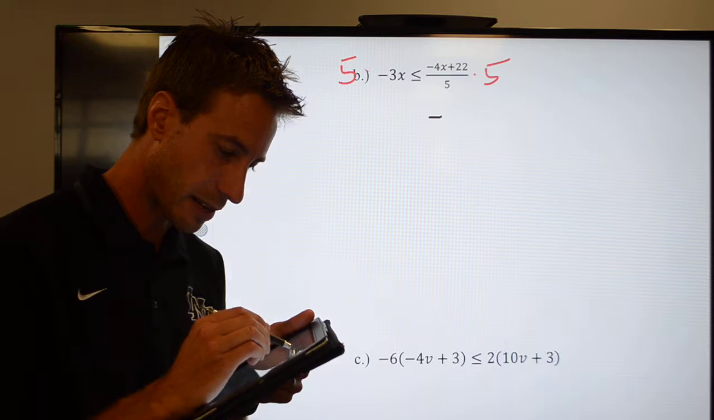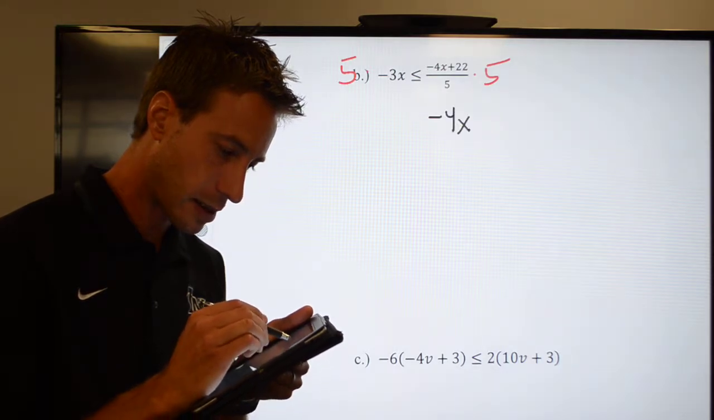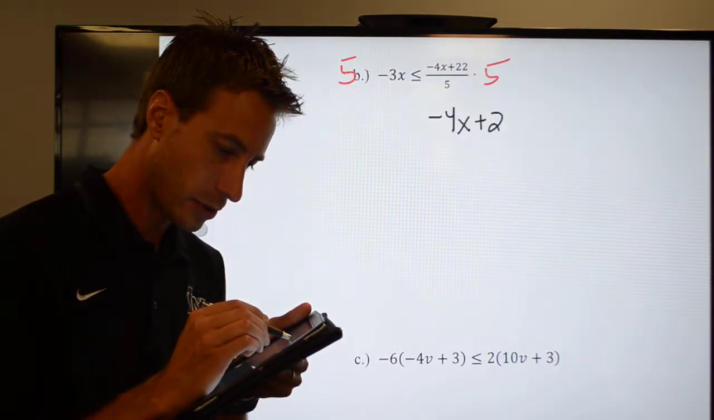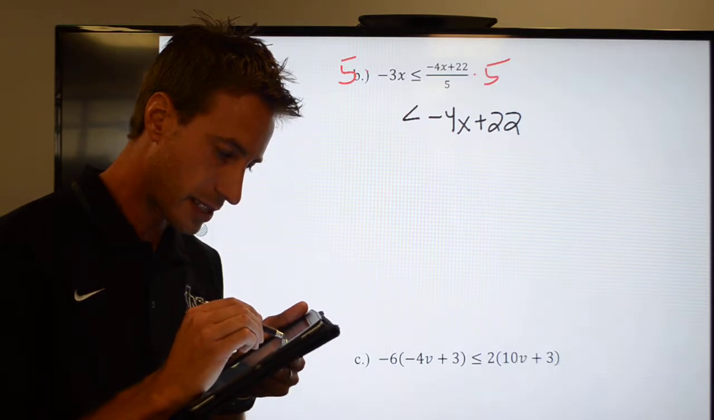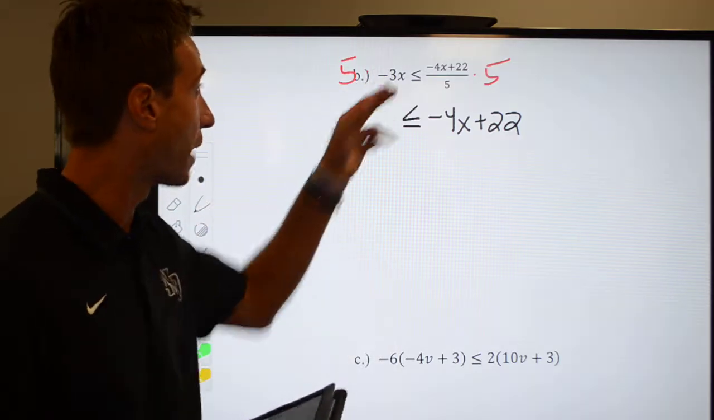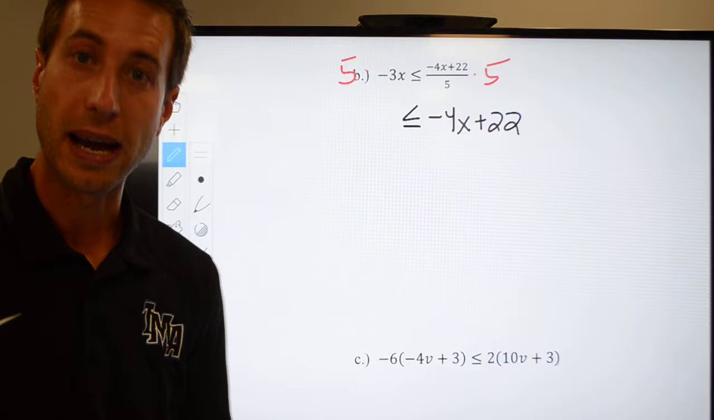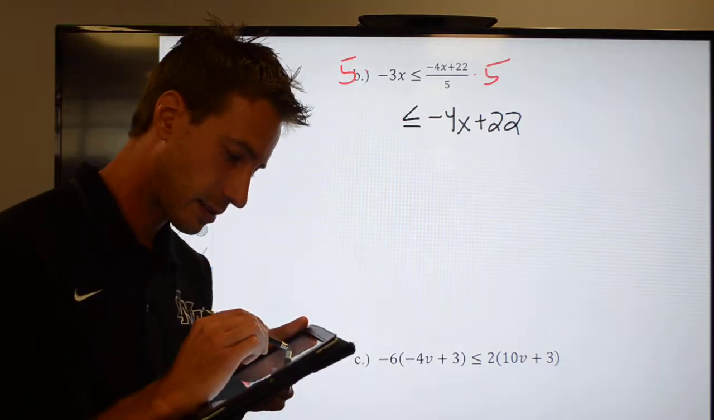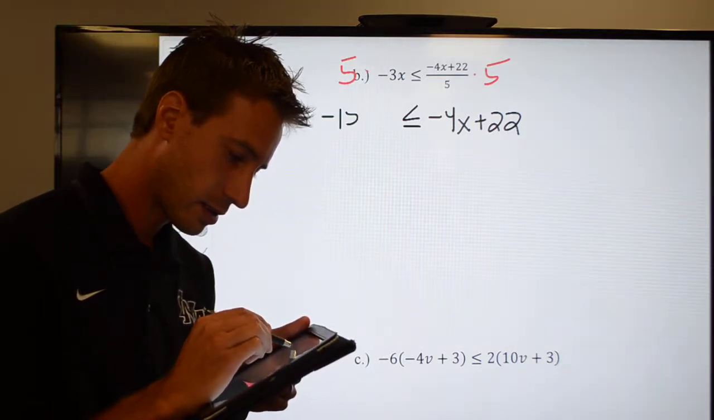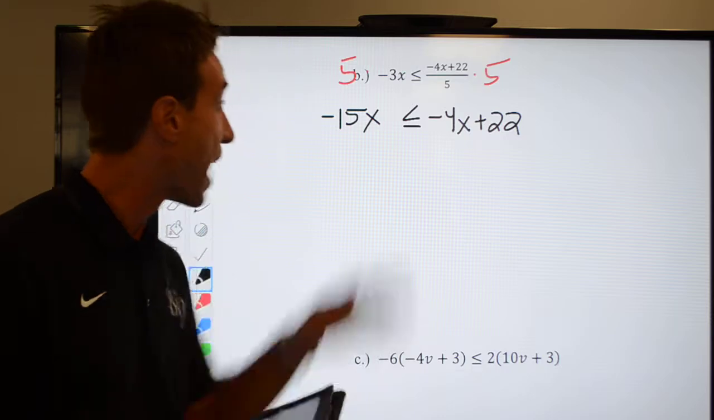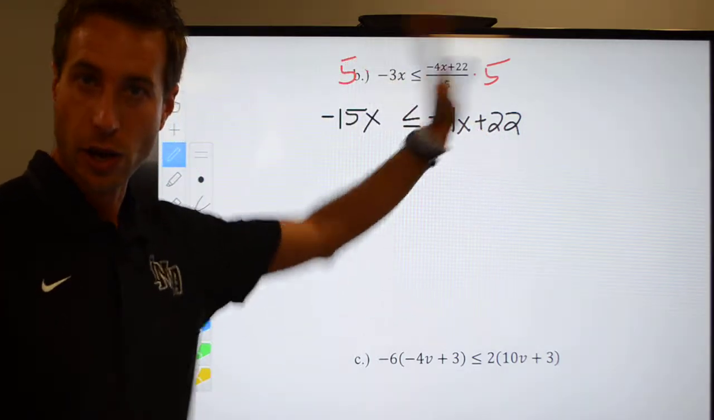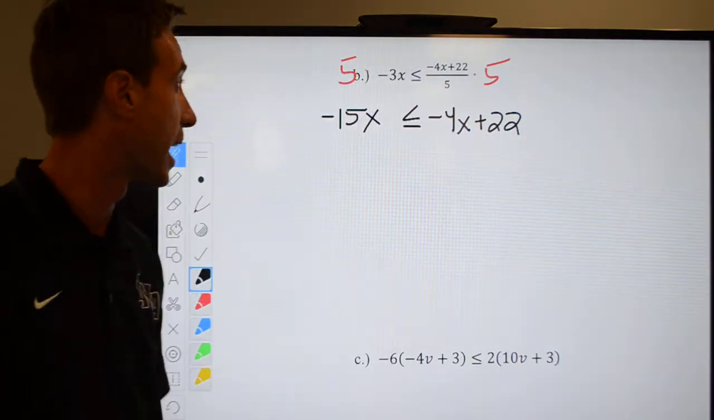Leaves me with a negative 4x plus 22. And then over here on this side, I'm going to have a 5 times a negative 3, should be minus 15x. And that is all less than what I had over there on the left-hand side.